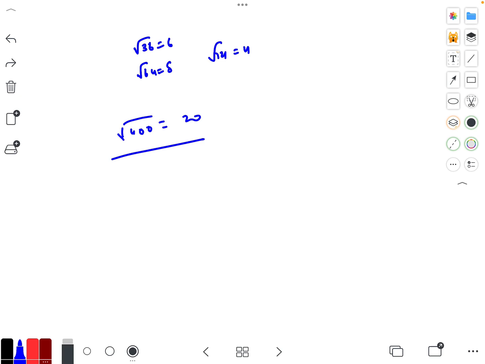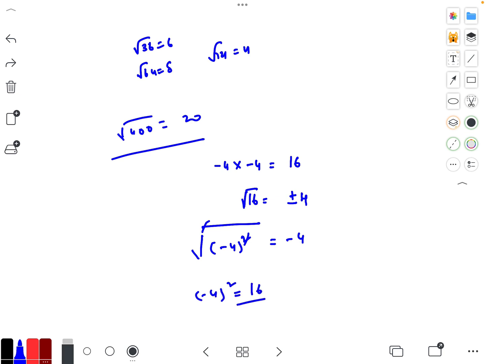Okay. One more question I will ask. Minus 4 into minus 4, that is also 16. So root 16 means either plus or minus 4. Why? Minus 4 whole square under square root will also give you minus 4. Minus 4 whole square means 16. But in exams, whenever they ask root 16, the straightforward answer is 4. You will always take the positive root only, unless they have specified otherwise.